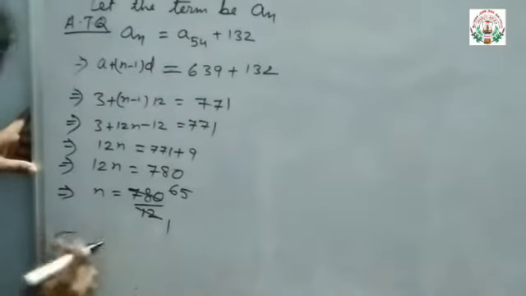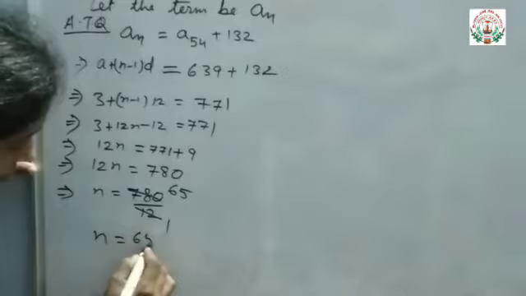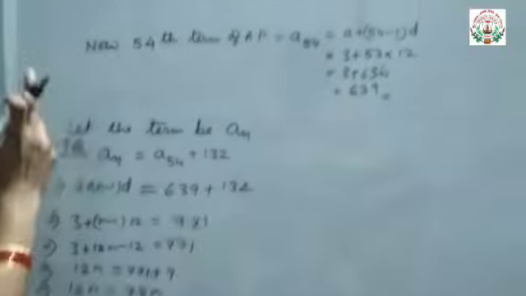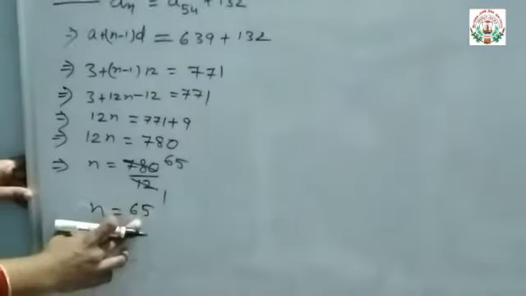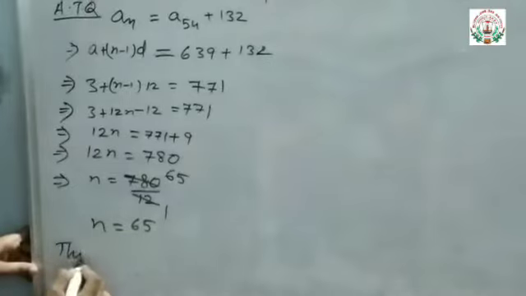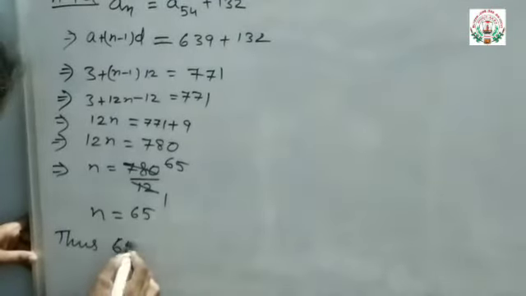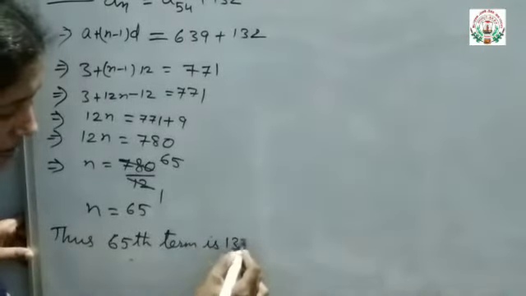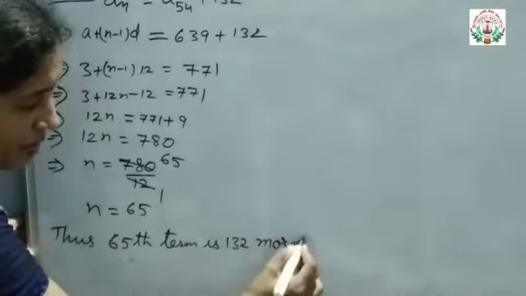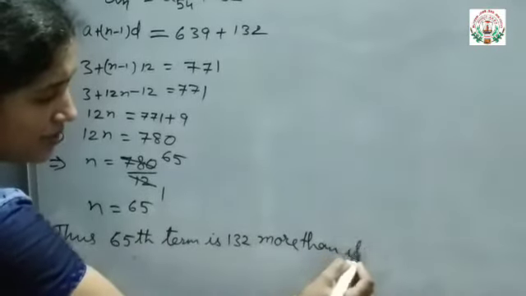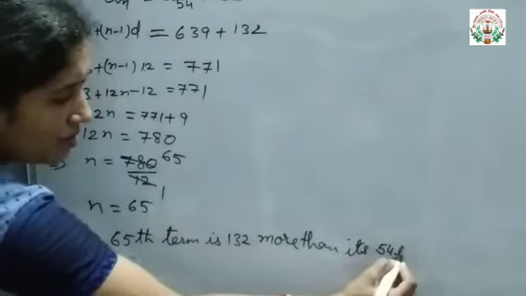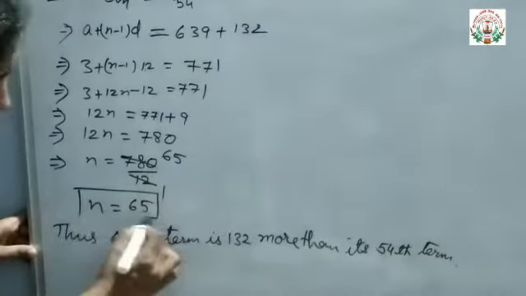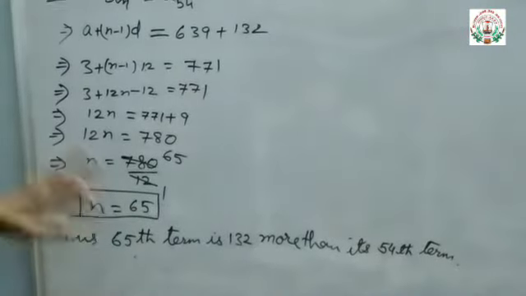You can write, first, n equals 65. Now which term is having 132 more than its 54th term? That is the 65th term. So you can write thus: the 65th term is 132 more than its 54th term. Okay, clear children? This is the answer. Which term is it? The 65th term.